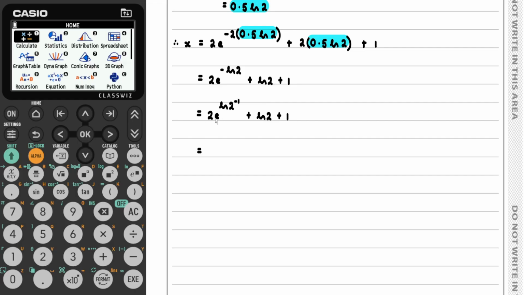So 2 times e to the natural log of 2 to the negative 1, that's just 2 times 2 to the negative 1. Then we add on natural log 2, then we add on this 1. So we've got 2 times 2 to the negative 1, that's just 1. We add on to this natural log 2, and then we add on to this 1. 1 plus 1 is 2, so I've got 2 plus natural log 2, which is what we wanted to show.